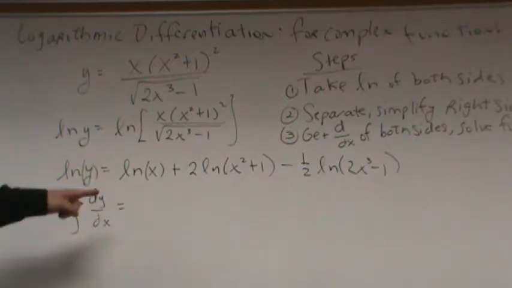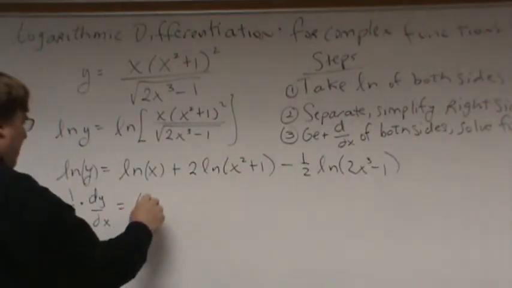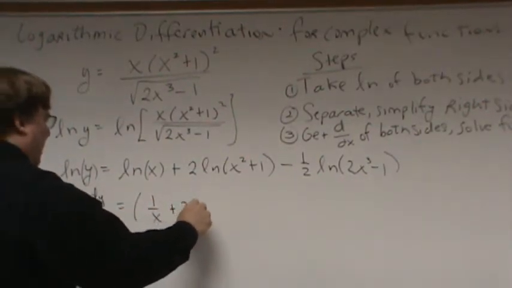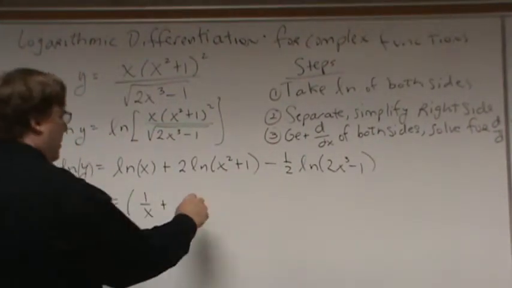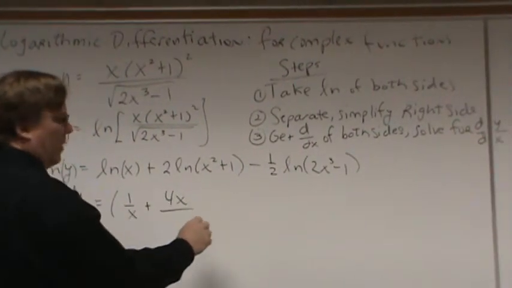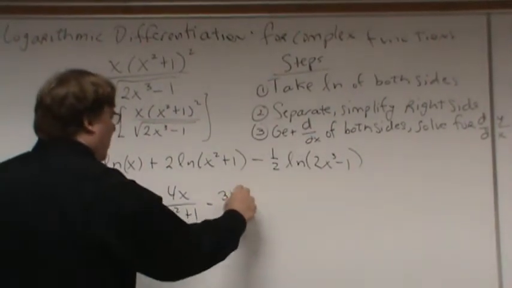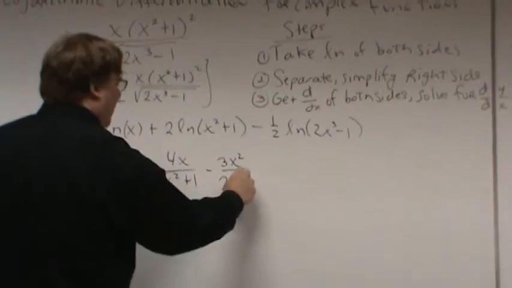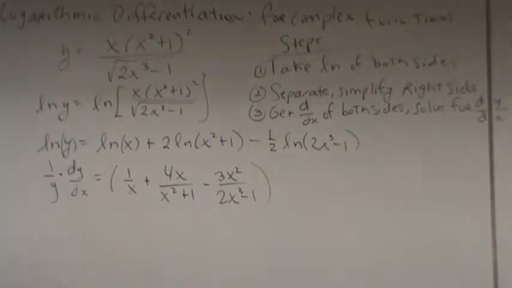Great. And then the right side, I'm just going to write down the answer because we already did it. 1 over x plus 2 times (4x over x squared plus 1) minus 1/2 times (6x squared over 2x to the third minus 1). Yay. And what do you suppose the last step is? Or what should I do now? Multiply both sides by y. Yeah, multiply both sides by y, right?